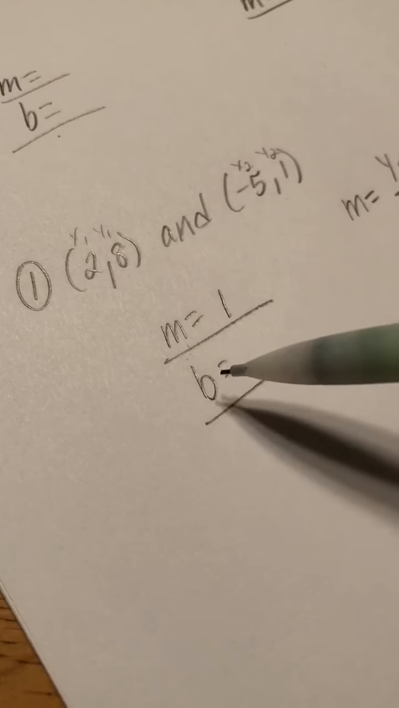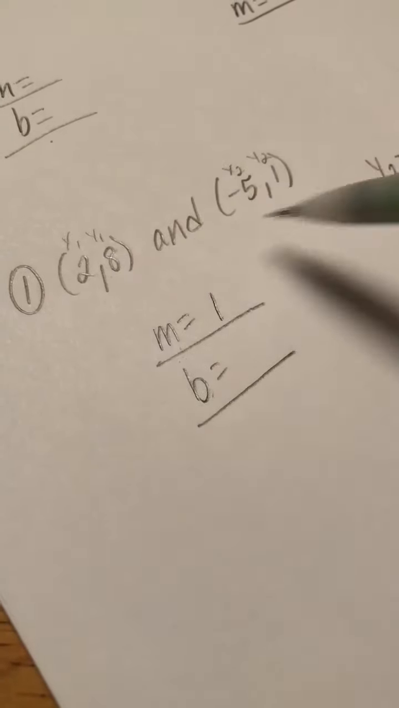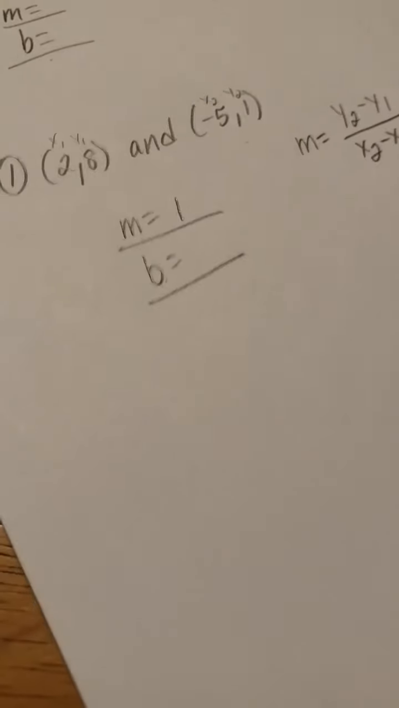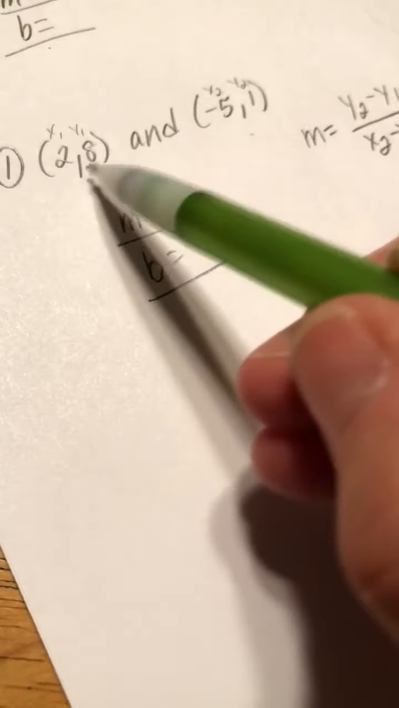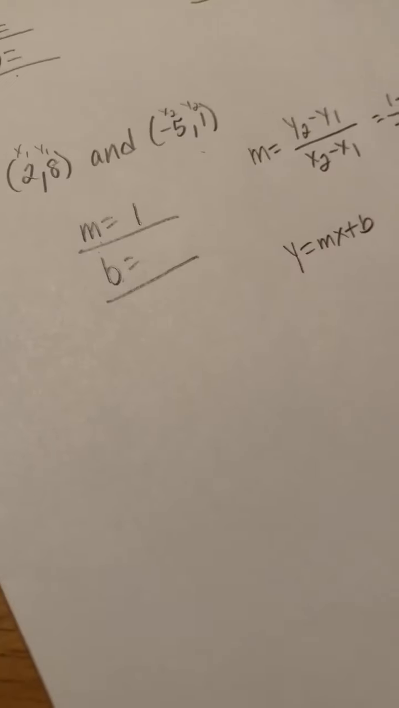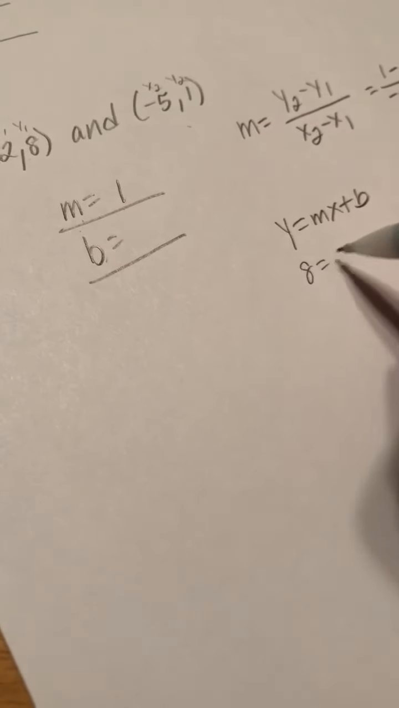And now we do exactly what we did yesterday. We got to find B. You can use either point. It doesn't matter. You do not need to use both. You can use either point. I'm going to use this first one. And I'm going to plug in just like we did yesterday. So everything now is the same from yesterday. I'm going to plug my Y in for Y, my M in for M, my X in for X, and solve.